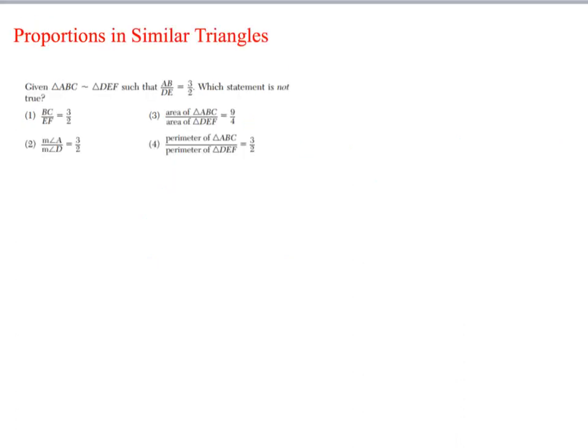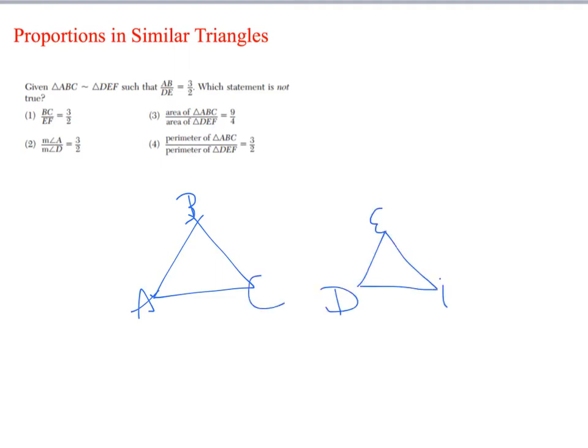Okay, anytime you're given similar triangles, the sides are in proportion to one another. So for instance, if this was triangle ABC and this was triangle DEF, it's saying the ratio of the sides AB to DE reduces to 3 to 2. It might not actually be those numbers, but that's what it reduces to. All of the sides are going to stay in the same ratio, so choice 1 is out. Okay, since we're looking for the false one.